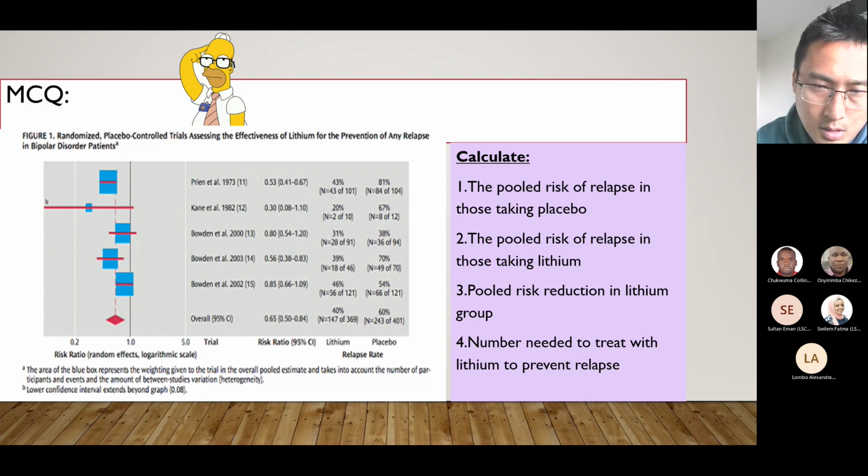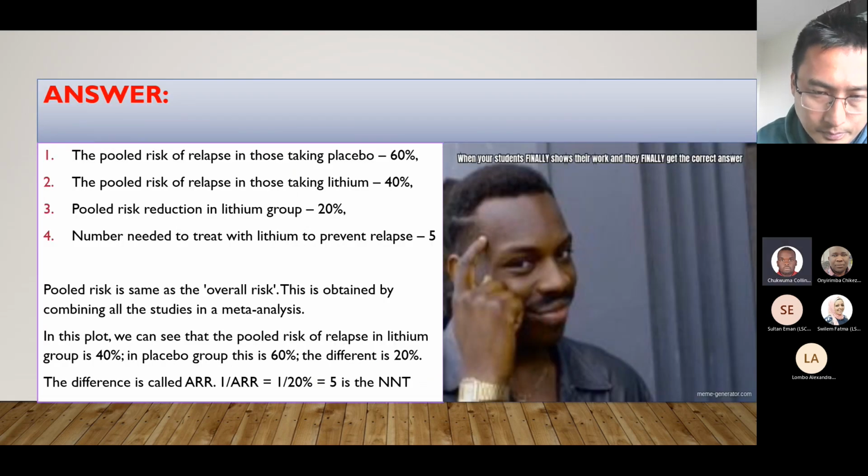To prevent the relapse. So we have already calculated, that's 20. 1 divided by 20%. So how much would be the answer? 0.5. It will be 5. That's 5, rather, sorry. Okay. So are you clear how to do it?